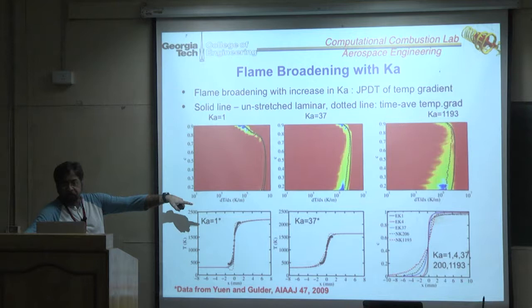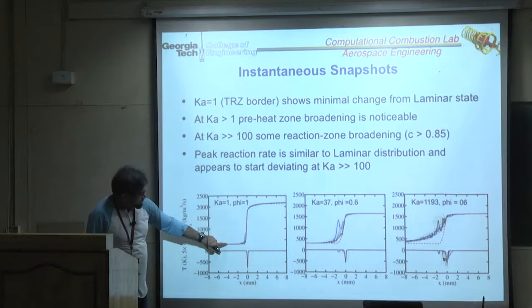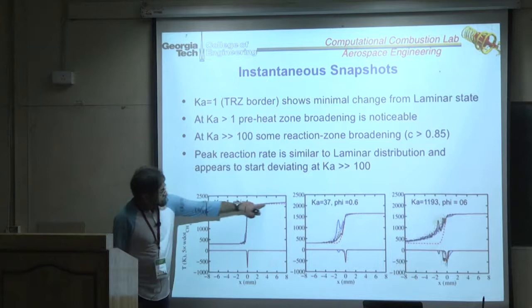Because the regime structure has different phenomena in here. Here's another way to look at it. This is Karlovitz number 1, phi of 1, plotting the temperature and the reaction rate. You can see the temperature is a sharp front and the reaction rate is also thin. That's like a classical flamelet.